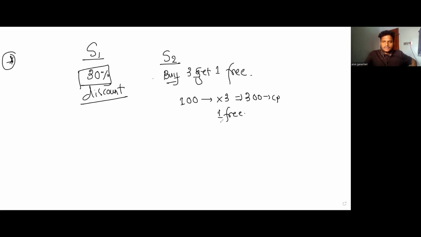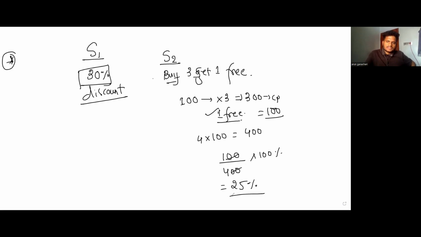But we are getting 1 free. How many articles are we getting in total? 4. 4 into 100 is how much? 400. Yes or no? So out of 400, you are getting 100 free. Meaning what? 100 upon 400 into 100%. So this 0 and this 0 will get cancelled. What is 1 by 4? 25%. Yes or no? If you have such kind of problems, use this very easy formula.